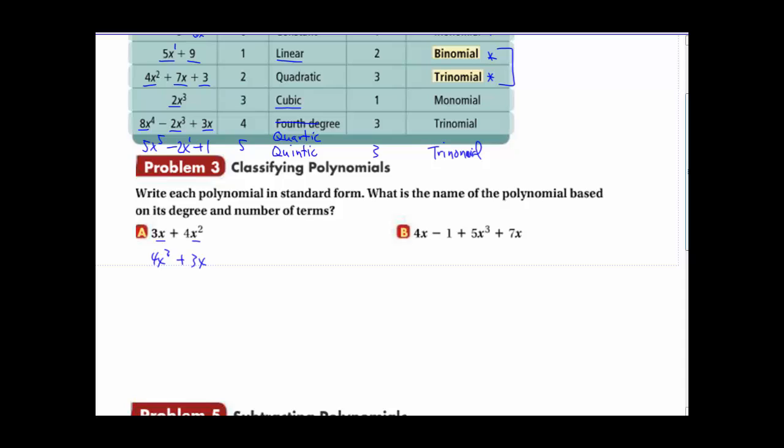What we need to do now is call it based on its degree. We know the degree is 2. If you remember from above, we call second degree quadratics. So this is a quadratic, and it has 2 terms. 2 terms is a binomial. So it's a quadratic binomial.